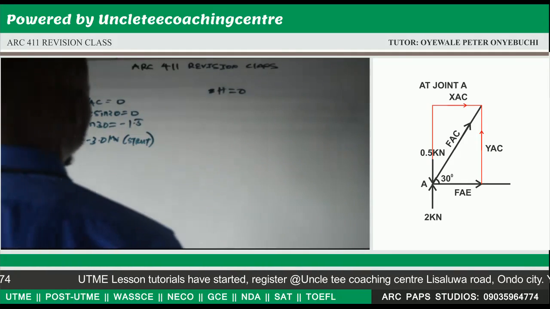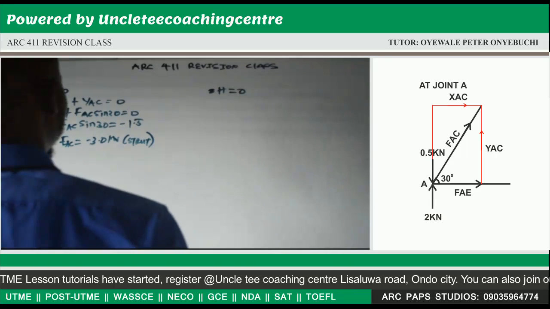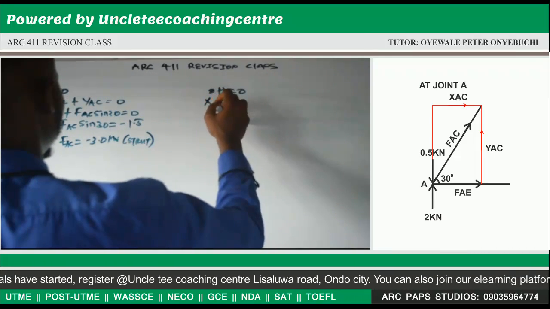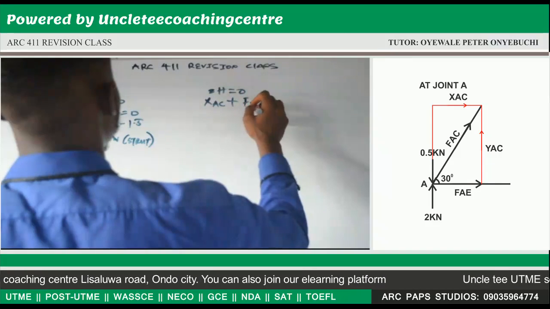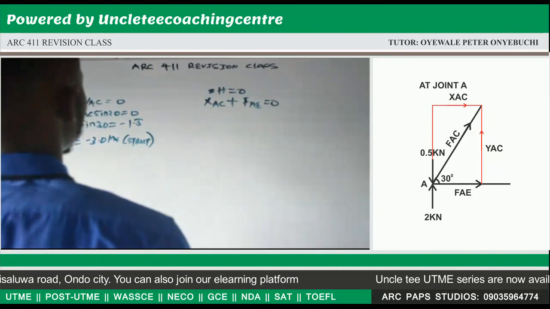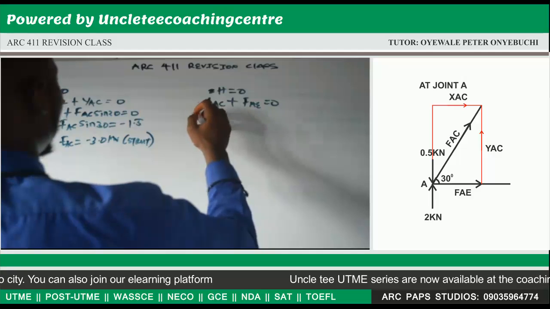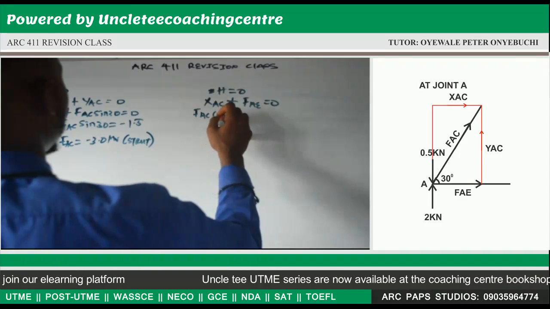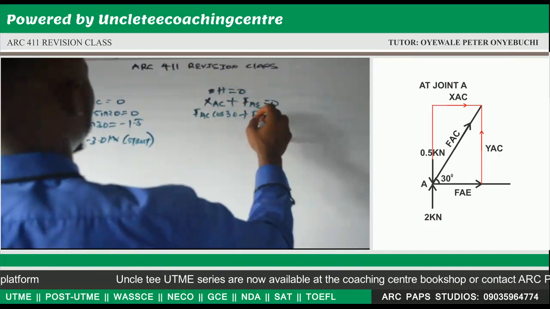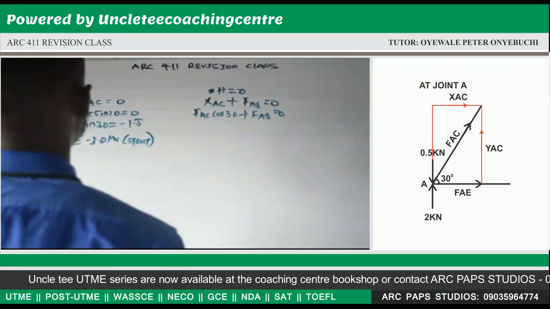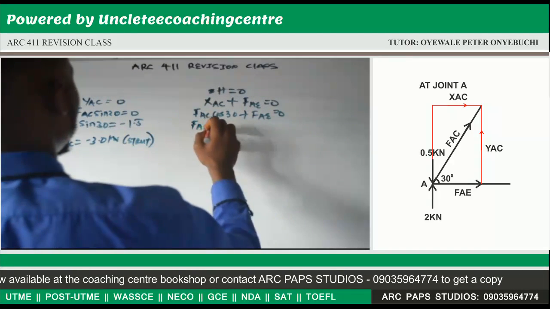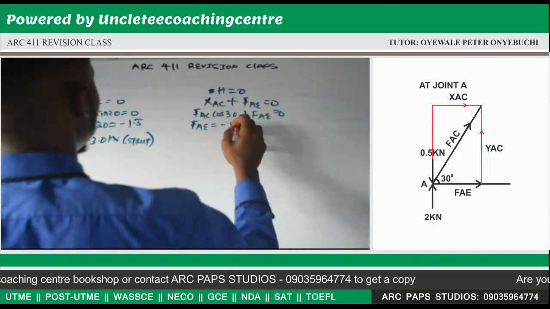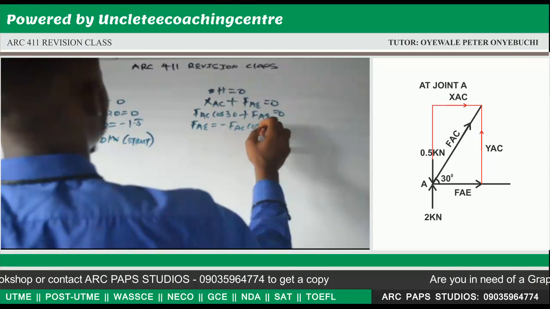Now, let's do the same approach for our horizontal forces. The first one that we have there is XAC, which will attract a positive value, and we also have our FAE, which will give us 0. Now, when you resolve XAC, that will give us FAC cos 30 plus FAE is equal to 0. Now we make FAE the subject of the formula. Our FAE will give us minus FAC cos 30.